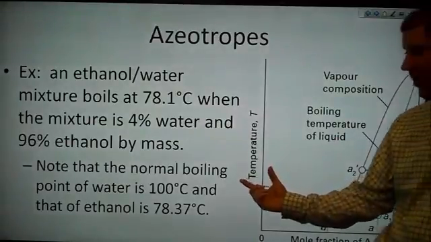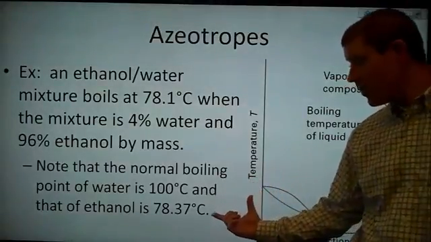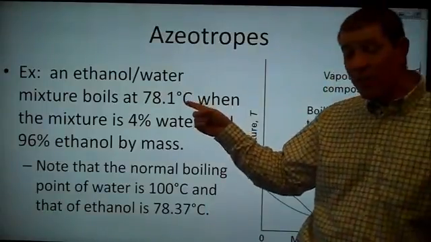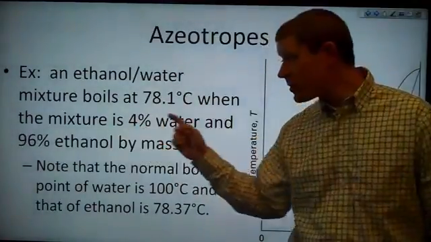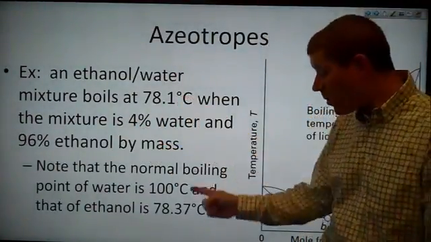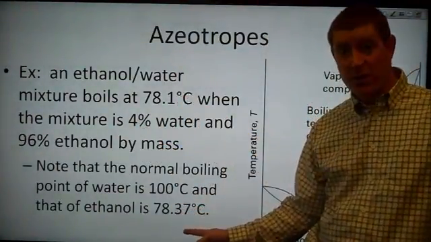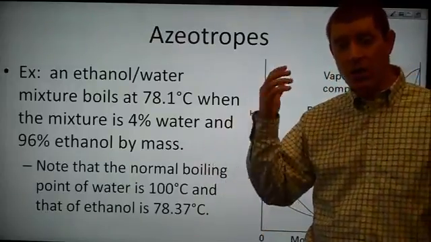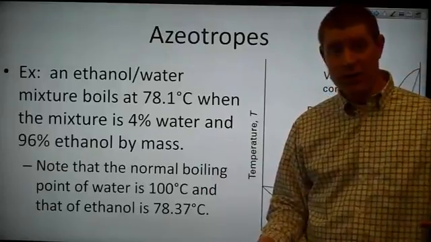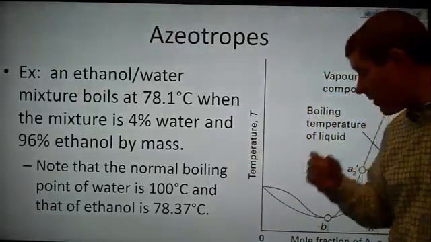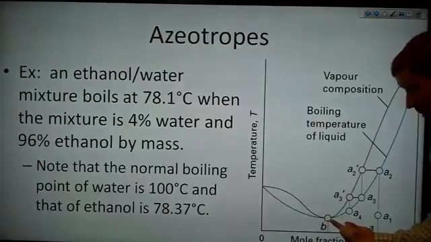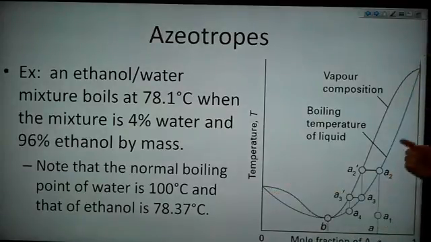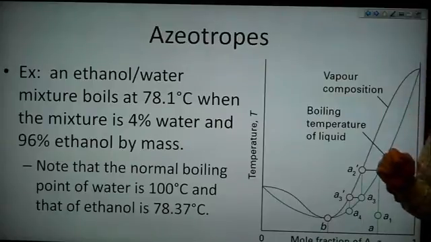So know that the normal boiling point of water is 100 degrees C, and the normal boiling point of ethanol is 78.37 degrees C, but the boiling point of our mixture here, for 4% water and 96% ethanol, is a lower boiling point than even the ethanol was. Right? So our mixture is boiling at a lower temperature than either the water or the ethanol were by themselves. So this point B is a lower boiling point than either the pure ethanol or pure water.